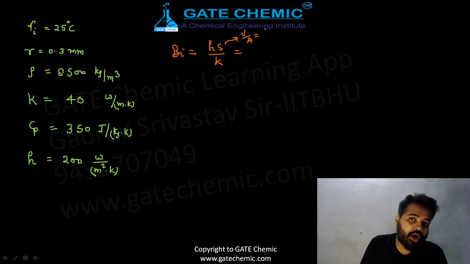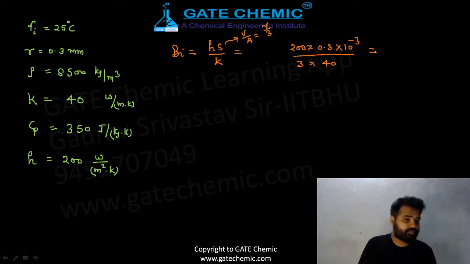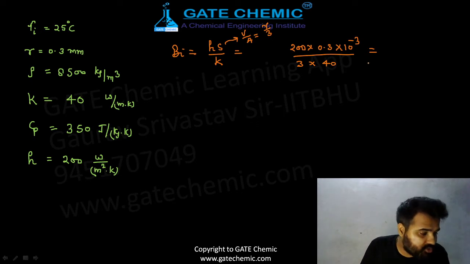After cutting everything, to save time, you must remember that V by A is R by 3. Okay, very good. So here you can calculate it like 200 into R, which is given as 0.3 mm, so multiplied by 10 to the power minus 3, R in meter, upon 3, and k is 40. After calculating, you will get 0.0001.